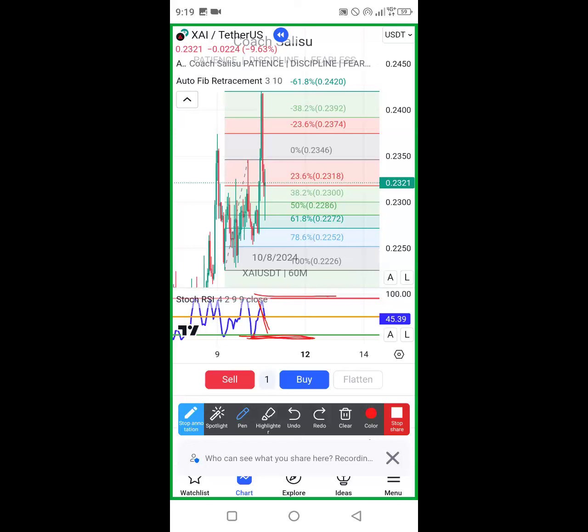Once you see it going to the red line, people are selling the coin. This orange line here, in between the red line and the green line, is the 50%, where buyers and sellers are equal. Buyers is equal to sellers. When you see this orange line, that's 50%.